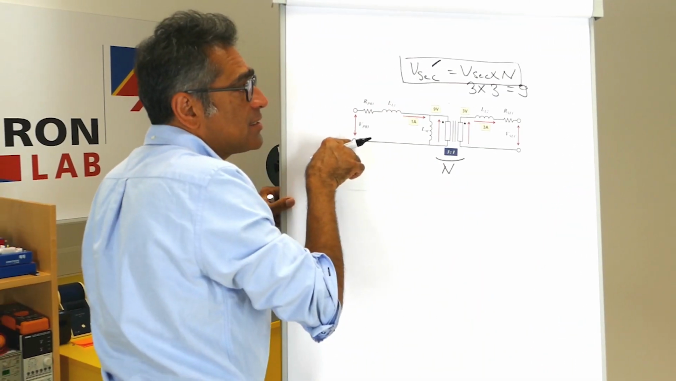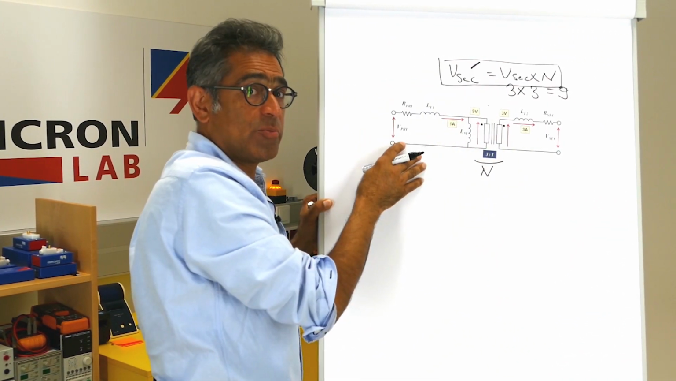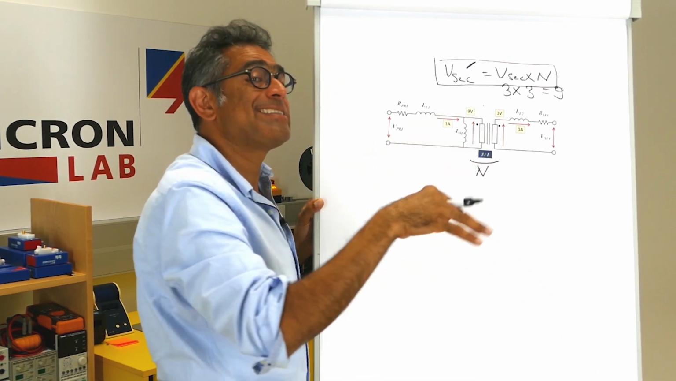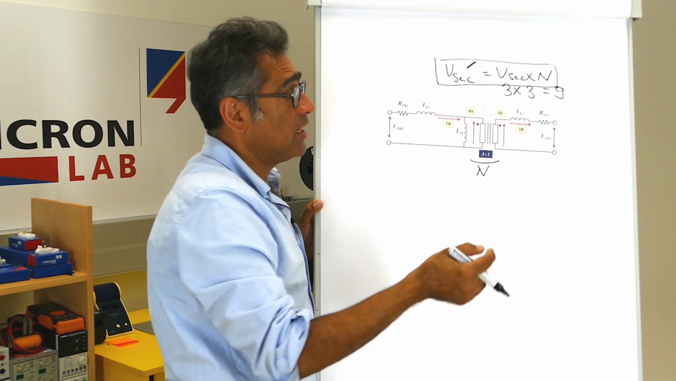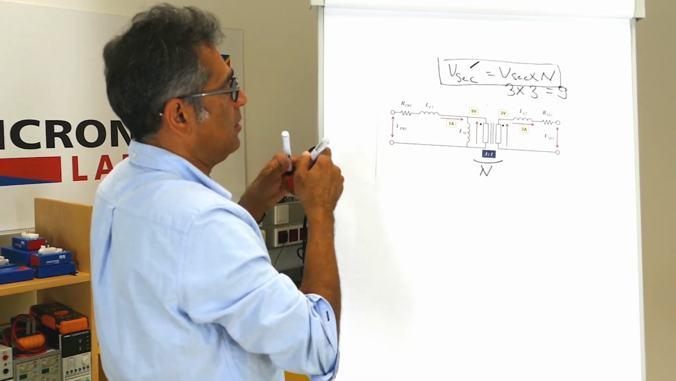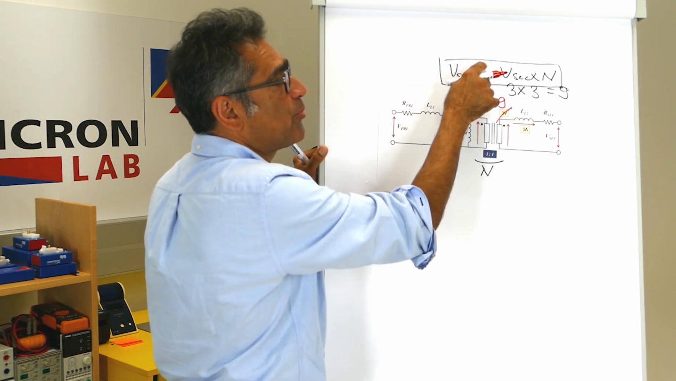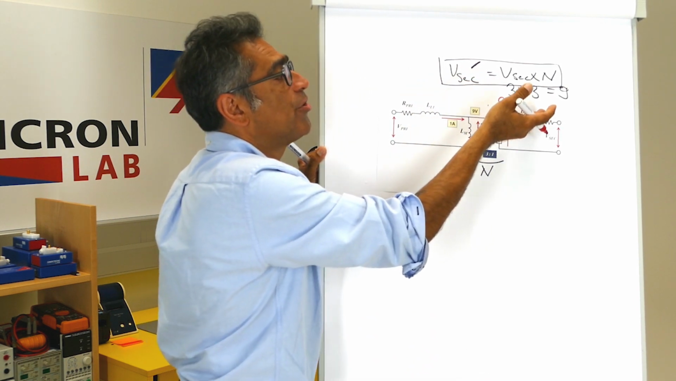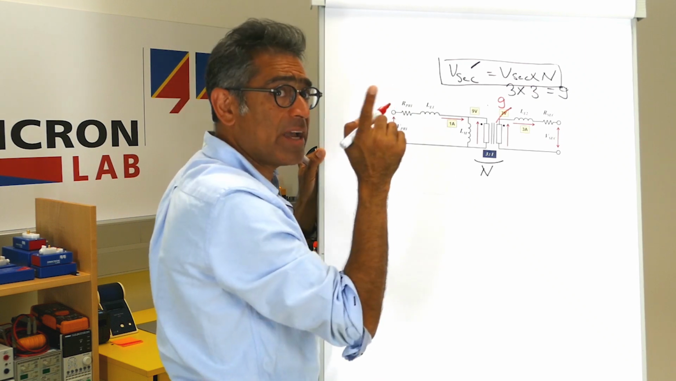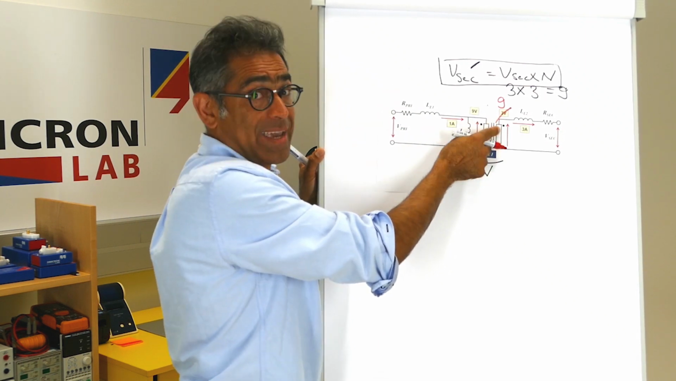I'm standing on this side. I have referred my secondary voltage to primary. This 3 volts, at least in mathematics world, doesn't look like 3 anymore. It now looks like 9 volts, and it's called V sec prime. Secondary voltage referred to primary. Can I now connect these 2 points together? Well, actually, no, I can't.